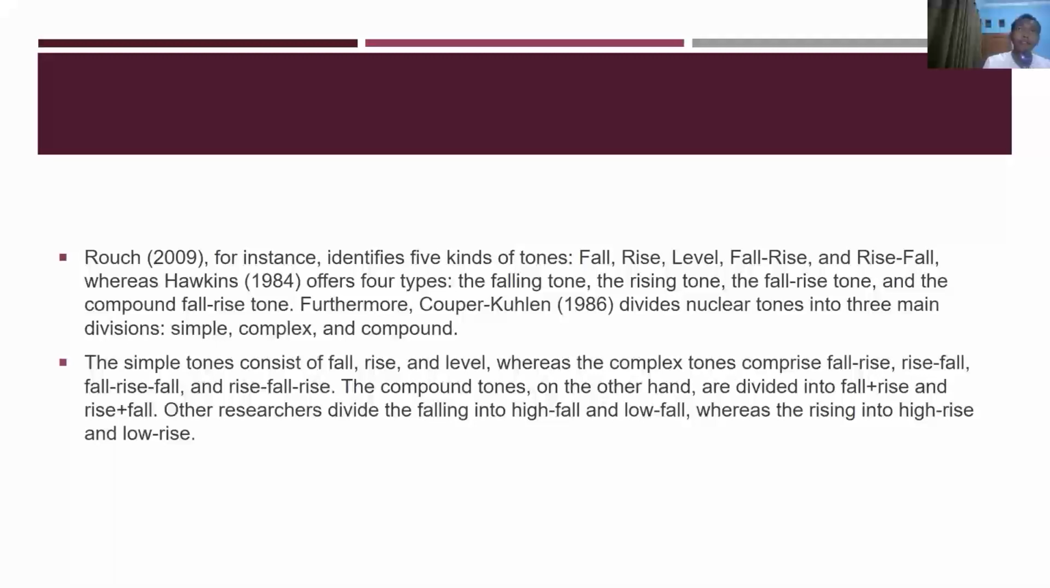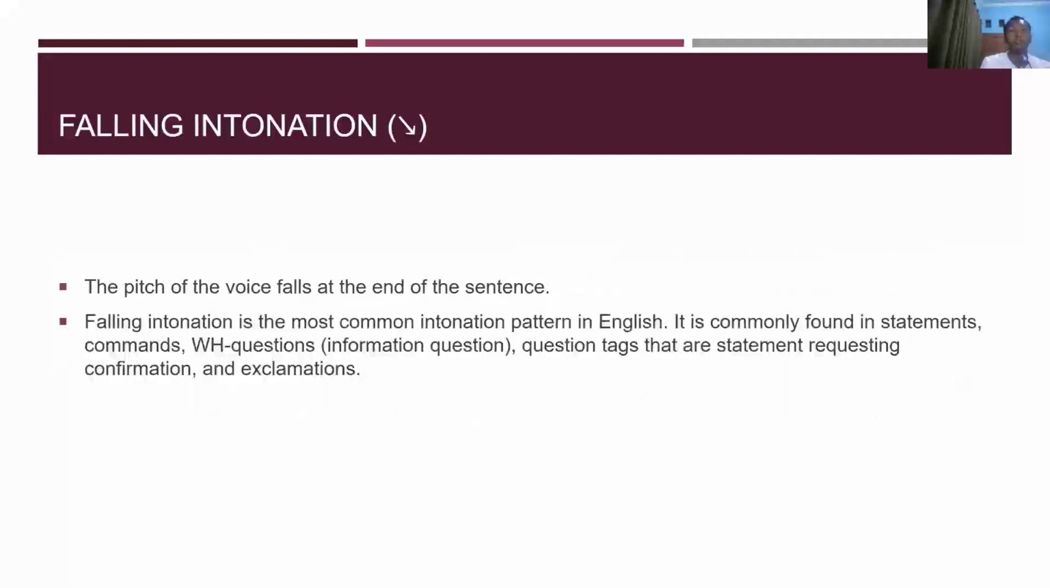Cooper-Coughlin divides nuclear tones into 3 main divisions: simple, complex, and compound. The simple tones consist of fall, rise, and level, whereas the complex tones comprise fall-rise, rise-fall, rise-fall-rise. The compound tones, on the other hand, are divided into fall-rise and rise-fall. Other researchers divide the falling into high fall and low fall, whereas the rising into high rise and low rise.